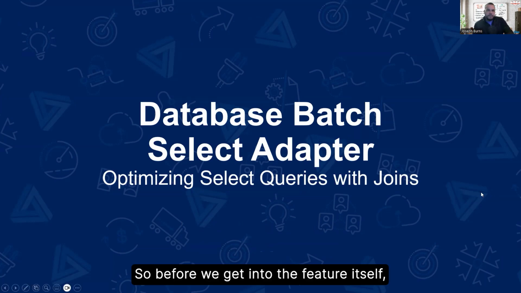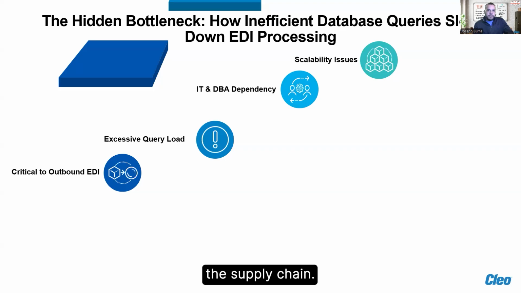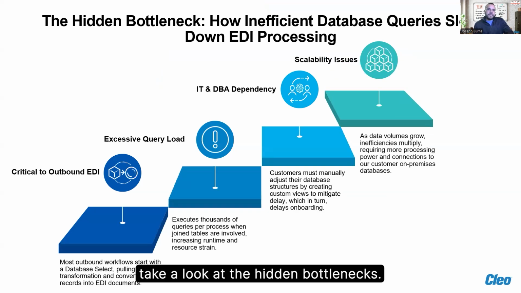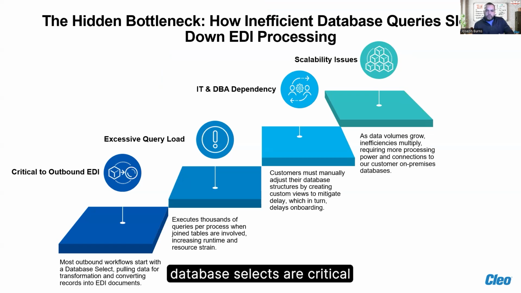Before we get into the feature itself, let's talk about how database queries in general impact the supply chain. Particularly, let's take a look at the hidden bottlenecks. Database selects are critical to outbound EDI. Most outbound workflows start with a database select to pull data before transforming it into EDI documents. If this step is slow, then everything downstream from that select interaction also slows down, including transformation and document delivery.